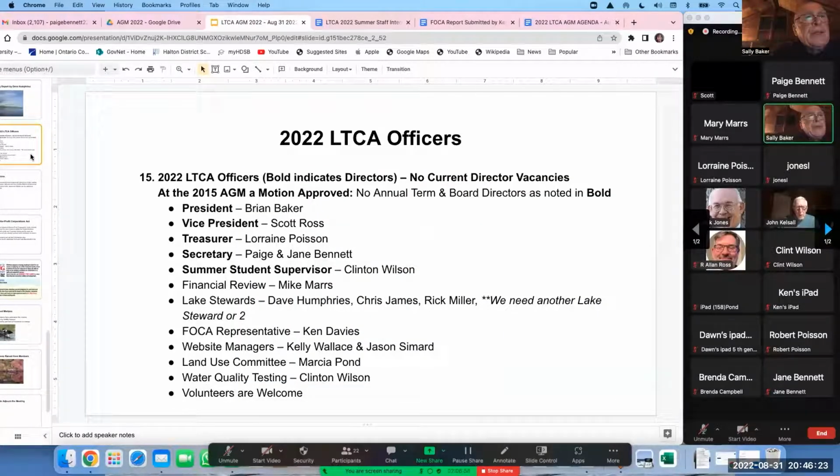There's your officers. As we approved back in 2015, we have 5 of us that are kind of the operating directors. Then we have a number of other people, like Mike Myers, who has been doing the financial review annually for many years. We have various lake stewards like Dave Humphreys, Chris James, and Rick Miller. We could actually use another lake steward or two. Hopefully maybe Robert Smith would come on board. We'd like to have every area represented.